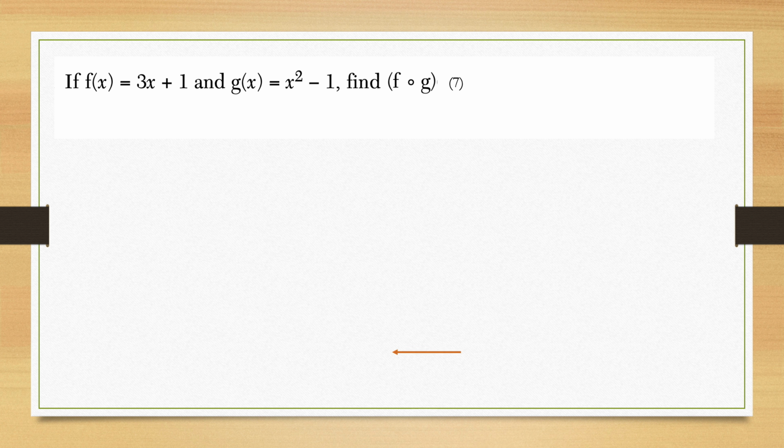Okay, so remember we read this backwards. We have to give the 7 to g first. 7 squared is 49, minus 1 is 48. Then that output of 48 becomes the input of f. 3 times 48 plus 1 is 144 plus 1, which is 145.